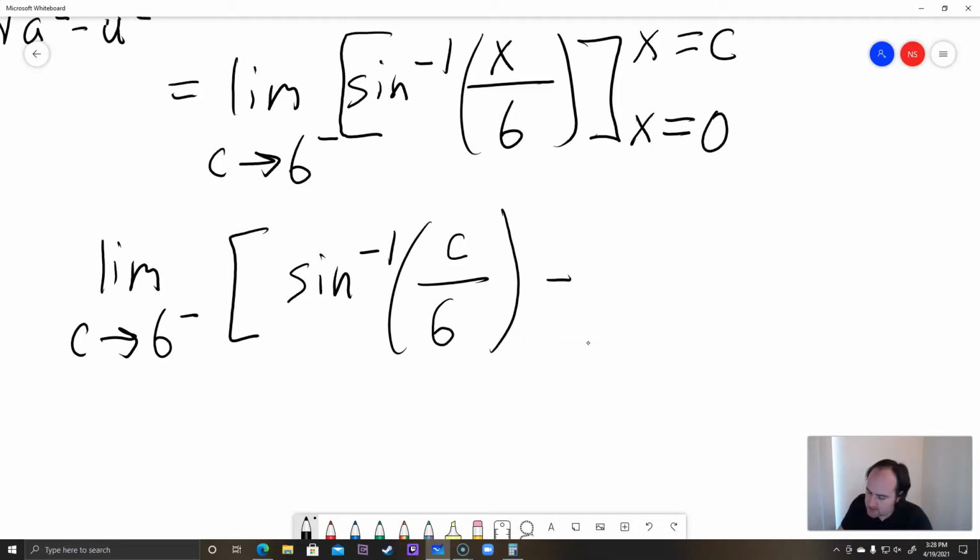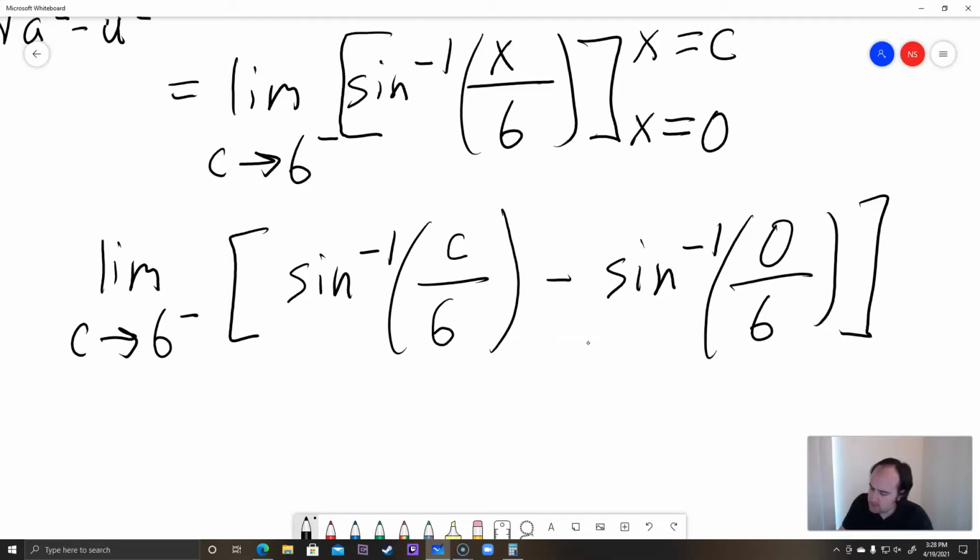And then we have minus sine inverse of 0 over 6. And if you're not too sure about sine inverse, a unit circle is a good way to do it. Or if you have a calculator that will do sine inverse for you, that's even faster. Okay, so plugging in here, we're going to plug in 6 for c. And remember, when you're doing a limit, the funny thing about it is you just end up plugging in anyway. That's why I'm saying some people skip the whole limit part of these problems.